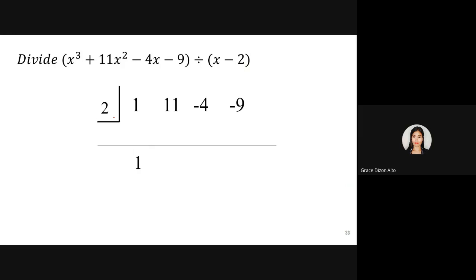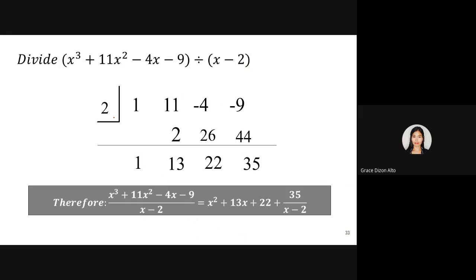So bring down the first coefficient, that's 1. 1 times 2 is 2. 11 plus 2 is 13. 13 times 2 is 26. 26 plus negative 4 is 22. 22 times 2 is 44. And 44 plus negative 9 is 35.